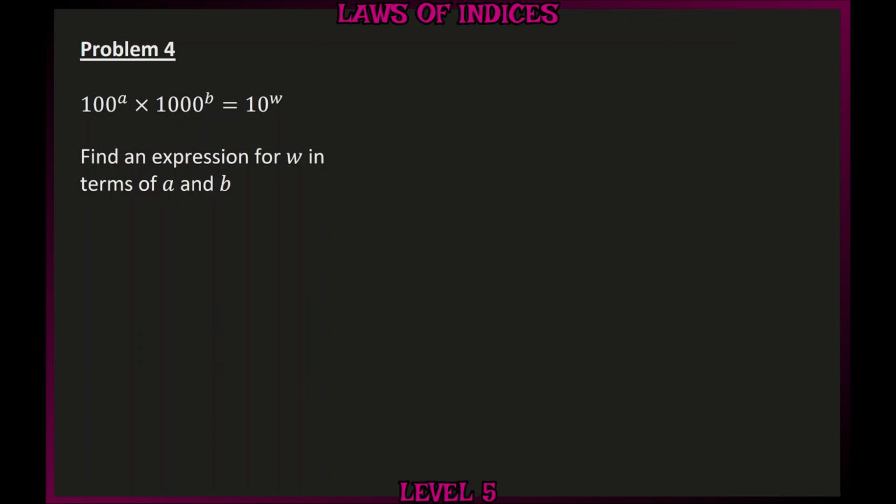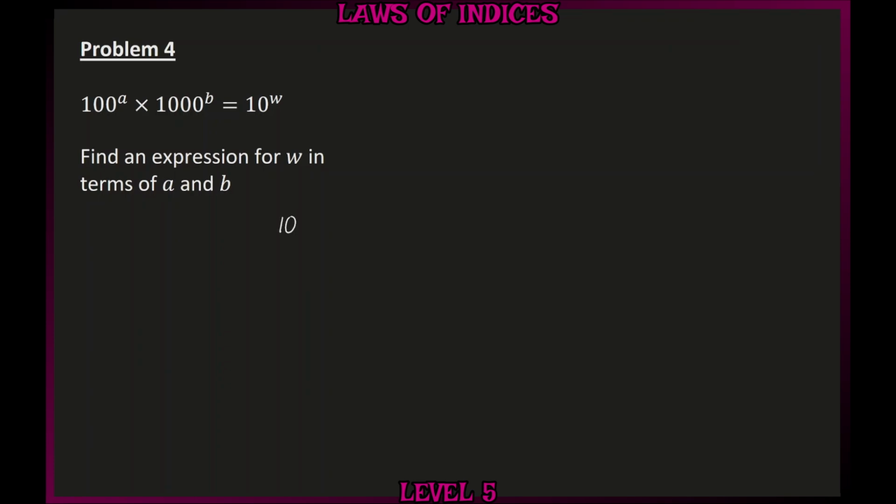In problem 4, we're told that 100 to the power of a multiplied by 1000 to the power of b is equal to 10 to the power of w, and we need to find an expression for w in terms of a and b. Once again, we need to write each value in this equation as a power of the same number in order to be able to use our laws of indices, and we quickly notice that 100, 1000 and 10 can all be written as powers of 10.